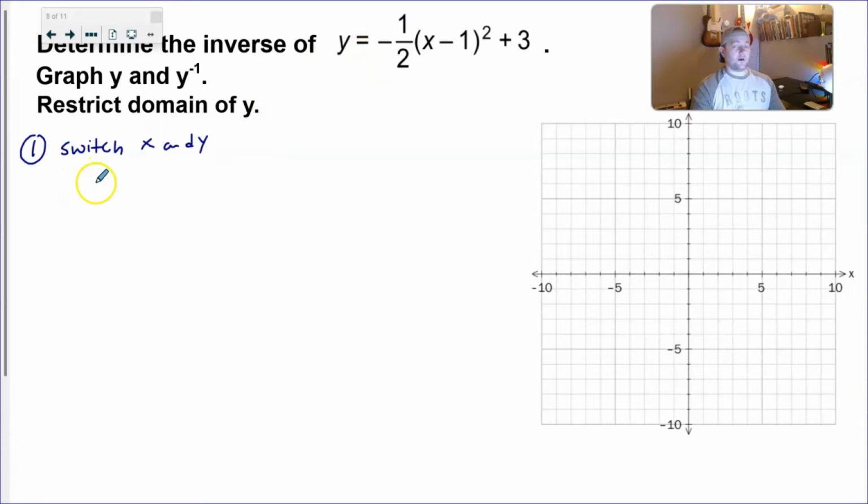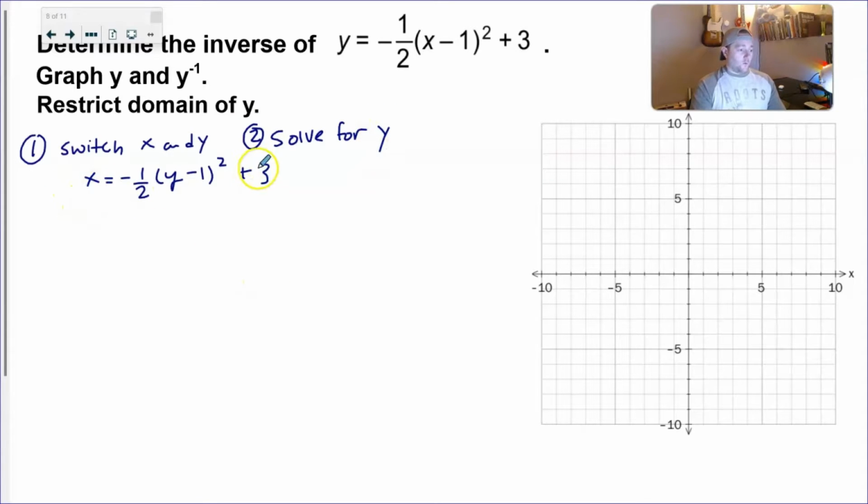If this thing is not in vertex form, it needs to be in vertex form. Luckily, a very smart, handsome man made this question up and put it in vertex form. So if it's not in vertex form, that's our first step. So now that we have the x and y's switched, the second step is to solve for y.